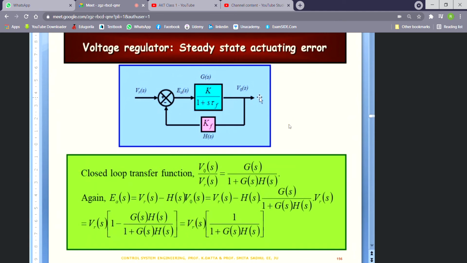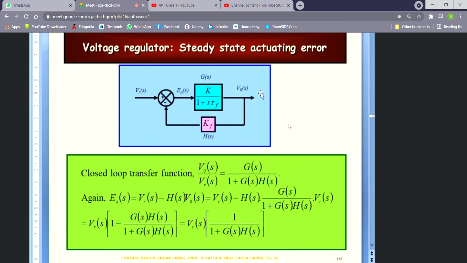And VO is being fed back via KF with a negative sign to give us EA(s). Actually, EA(s) is the input of the amplifier. From the amplifier to the rest of the things up to the output voltage, the overall model has been represented by this block in the block diagram. So this is the resultant block diagram that we have got for the voltage regulator system.